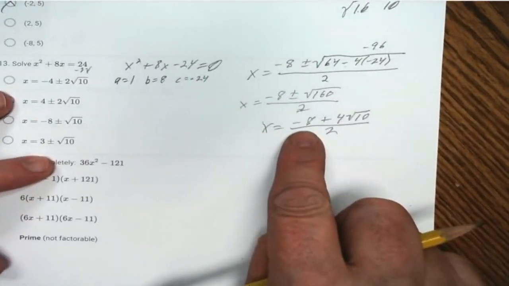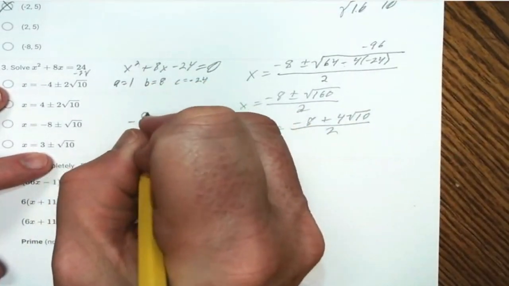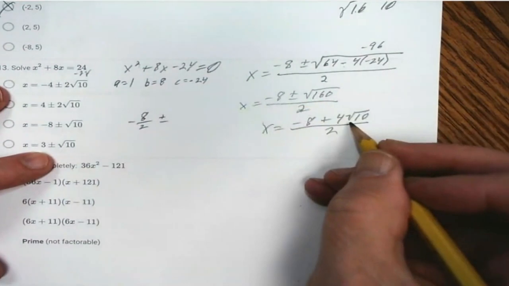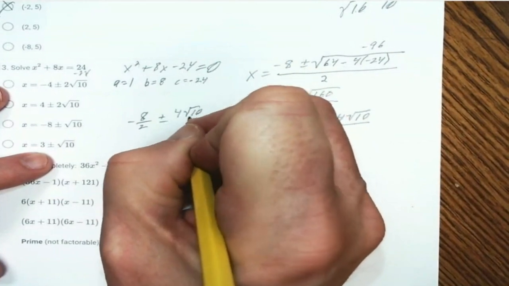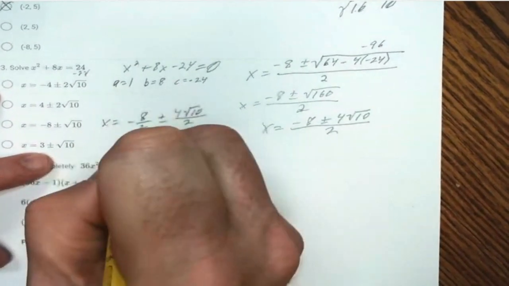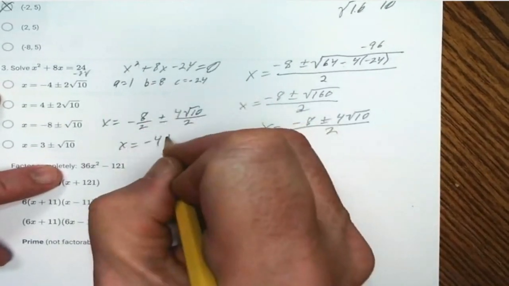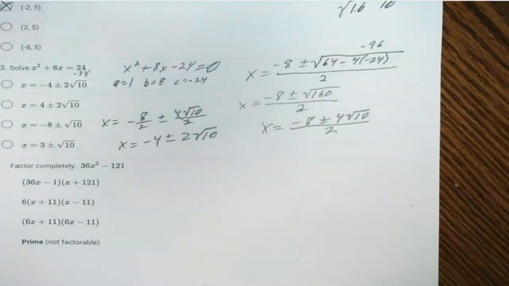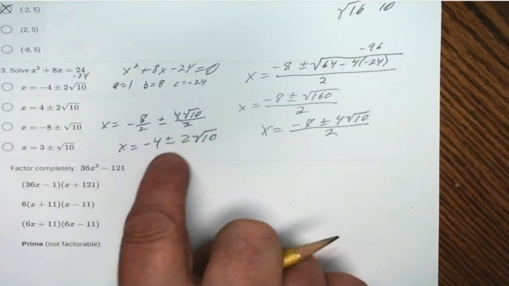right? Negative 8 plus 4 square roots of 10 divided by 2. So let's split these up. Negative 8 over 2 plus or minus 4 square roots of 10 over 2. All right, that's what x equals. So x equals negative 8 divided by 2 is negative 4, plus or minus 4 divided by 2 is just 2 square roots of 10. So there we go. Negative 4 plus or minus 2 square roots of 10.